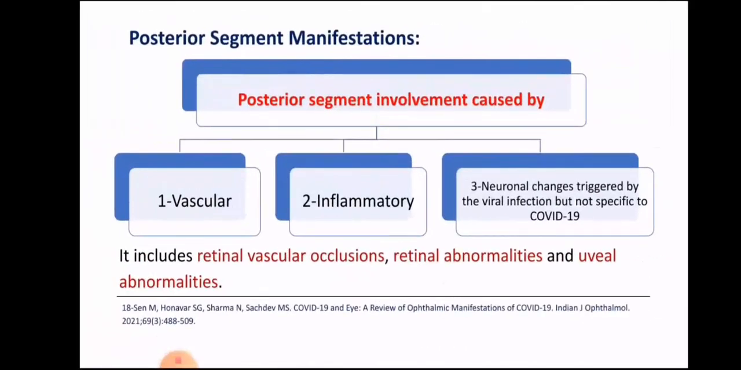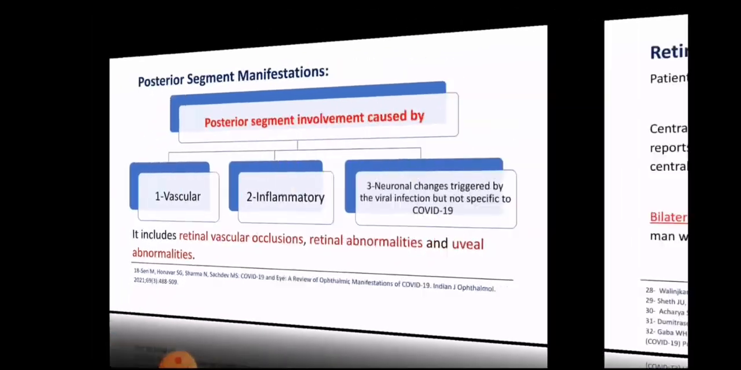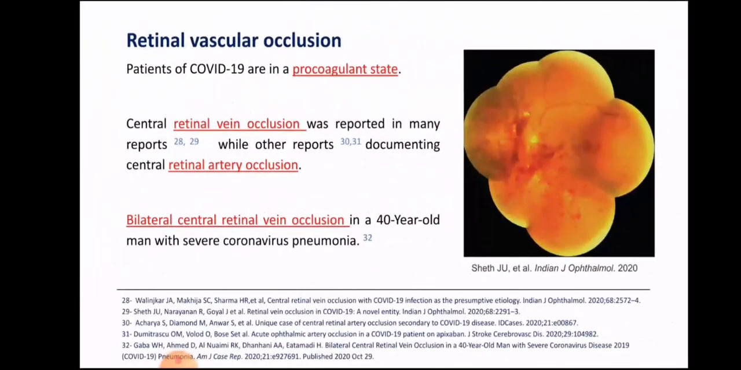Posterior segment manifestation can occur by different mechanisms, mainly by vascular, inflammatory, and neural changes triggered by the virus. It can cause vascular occlusions, retinal abnormalities, and uveal abnormalities. Vascular occlusion occurs due to the procoagulant state caused by the virus. This procoagulant state causes vascular occlusion in the form of central retinal artery or central retinal vein occlusion, and even bilateral central retinal vein occlusion has been reported.